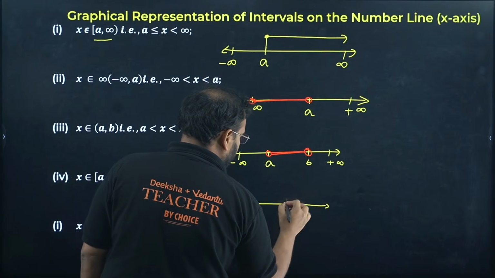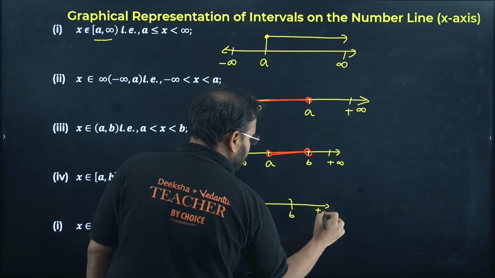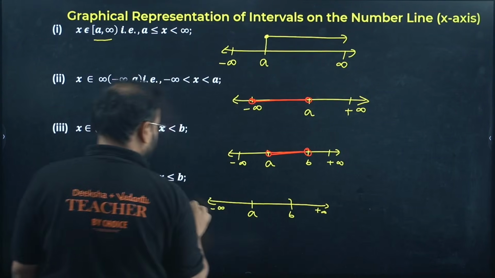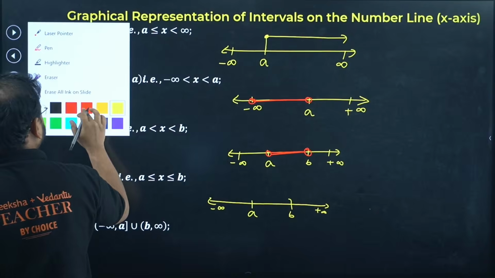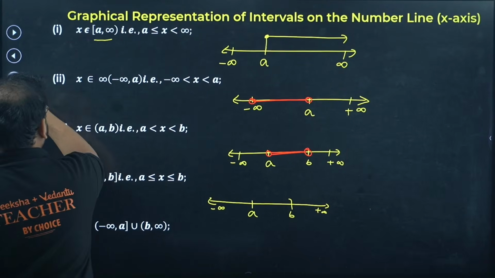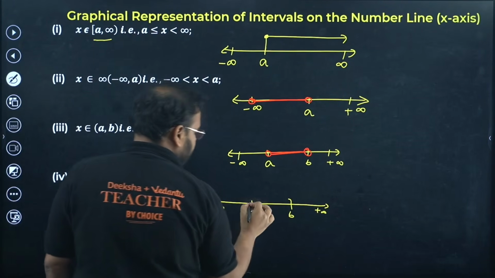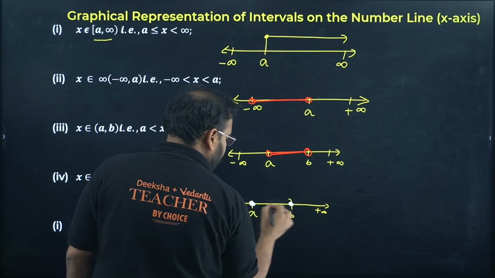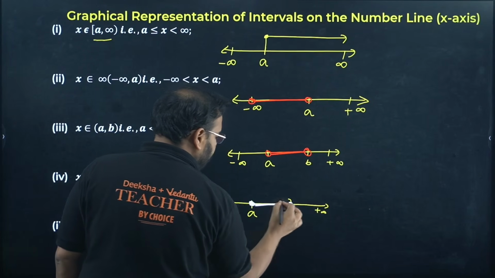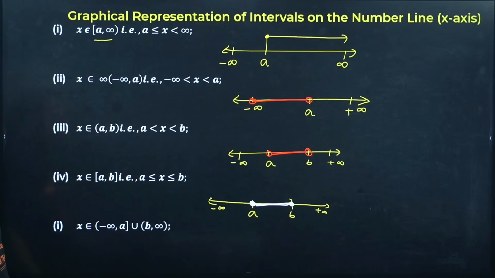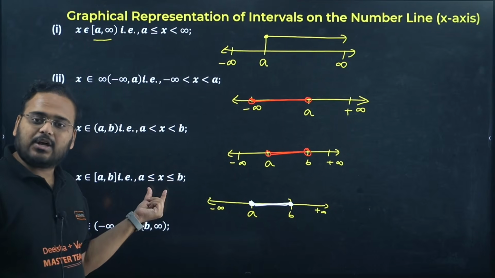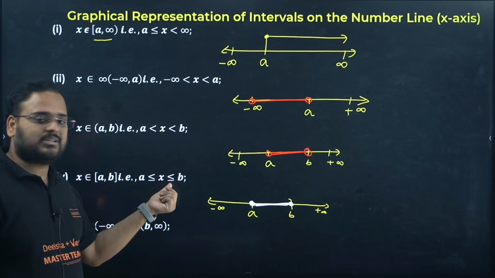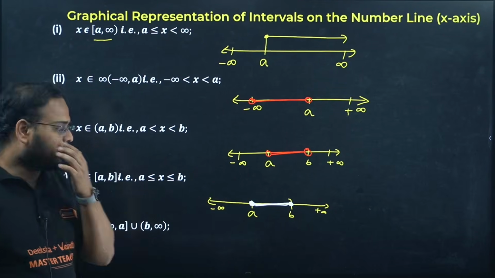We have a and b over here. This is plus infinity and this is minus infinity. The story changes here. You're going to have a closed dot over here and the line joining them. Please check. In this case, at a and b there is an equal condition, less than or equal to, so it becomes a closed dot again.